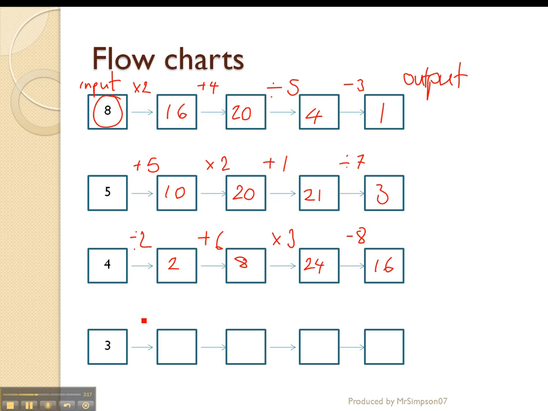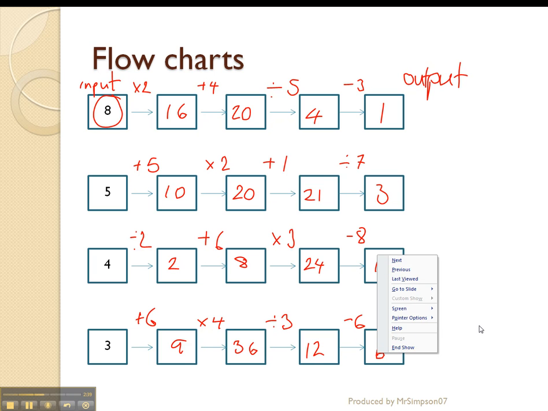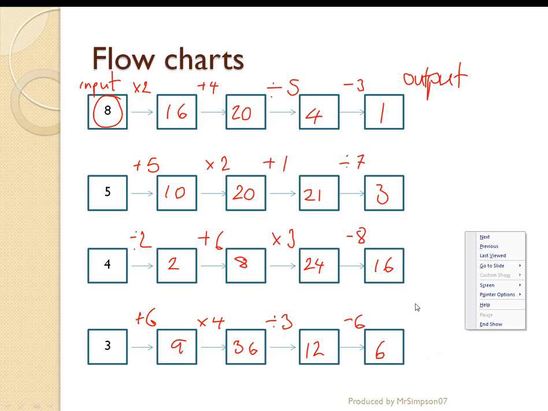One last example. Operations: plus 6, times by 4, divided by 3, minus 6. 3 plus 6 is 9. 9 times 4 is 36. 36 divided by 3 is 12. And 12 minus 6 is 6. So, 6 would be our output number.